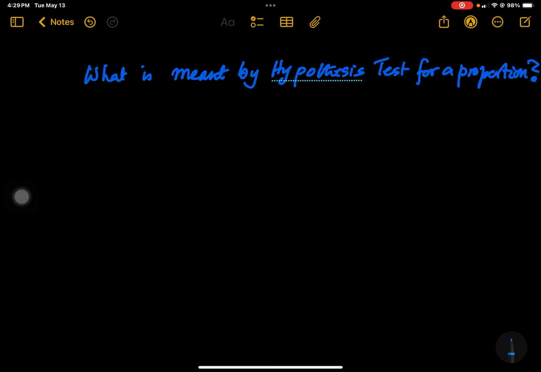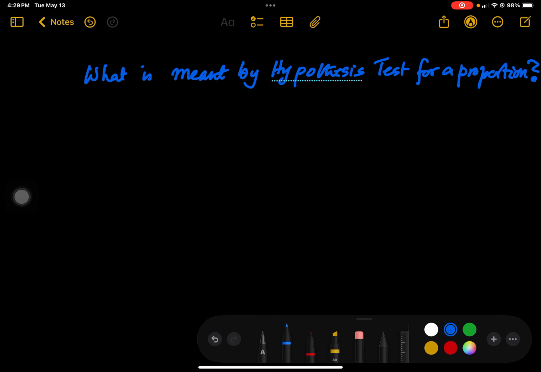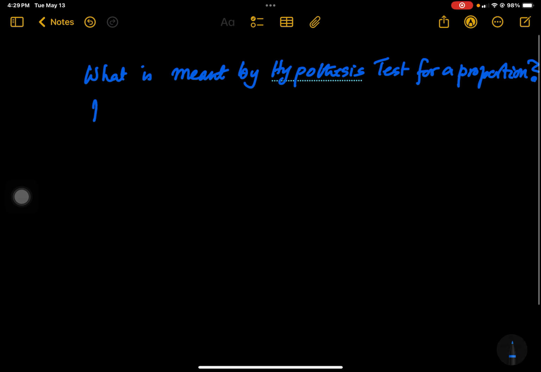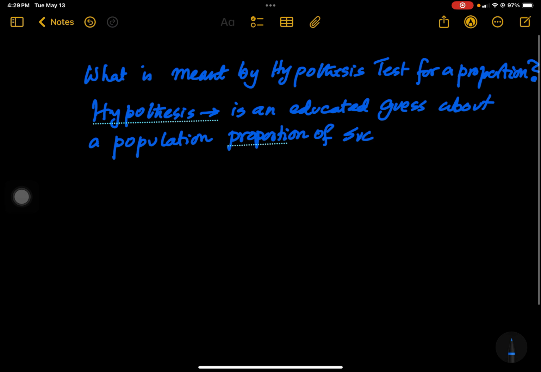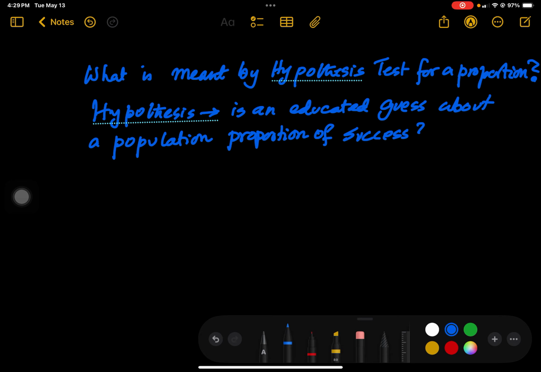First, to clarify, hypothesis means an educated guess. So, hypothesis is an educated guess about a population proportion of success.